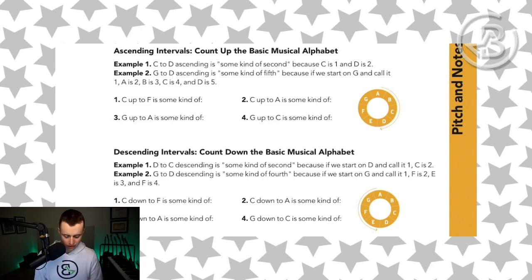What we're doing is we're counting up. So saying C is 1, F is C, D, E, F, 4, so it's some kind of fourth. The distance from C to F is some kind of fourth. Then in number 2, we're counting C to A. We're saying C is 1, A is 6. C, D, E, F, G, A, that's 6. So from C to A is some kind of sixth. From G to A, G is 1, A is 2, that's some kind of second. From G up to C, G, A, B, C, that's 4, that's some kind of fourth. I will see you in the next lesson.